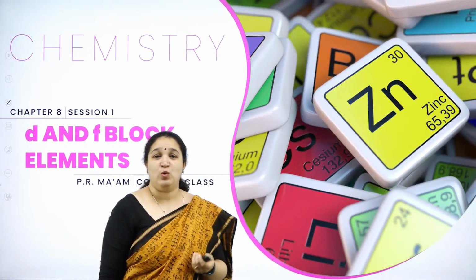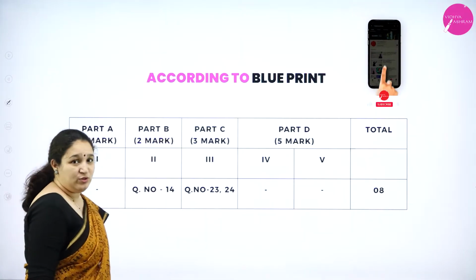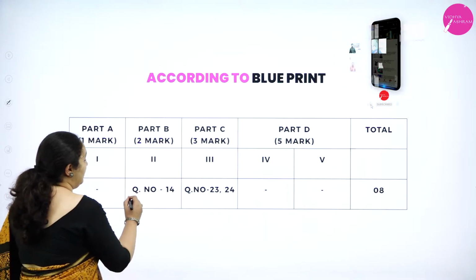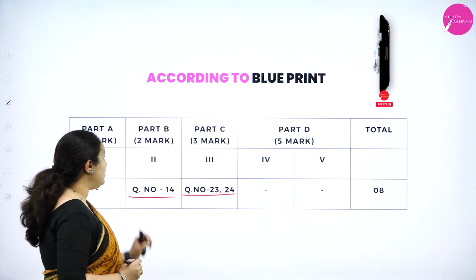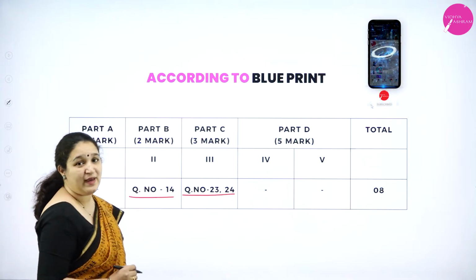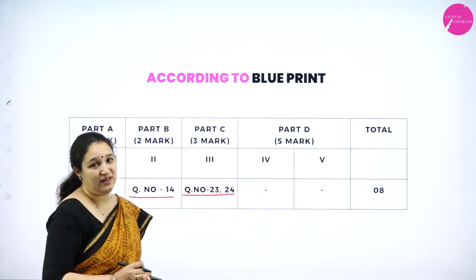Today I shall start with the new chapter, D and F block elements. First we shall see the weightage of this chapter. According to the blueprint, we have 3 questions which can come from this particular chapter. One question is in part B carrying 2 marks and the other 2 questions in part C carrying 3 marks.